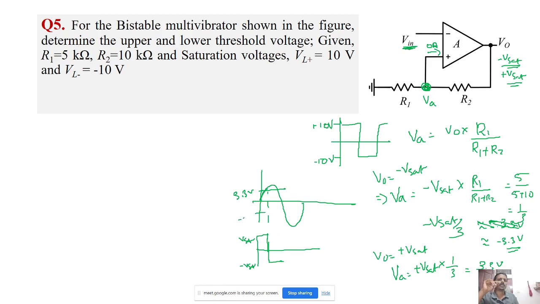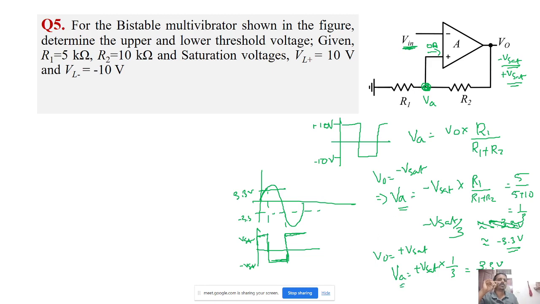So whenever the input crosses this minus 3.3, that is, when the input reduces below minus 3.3, the output again goes to plus Vsat. Okay, so at these values it is stable, right? Till the input crosses a particular voltage, the output is stable, and when the input crosses these two limits, or these two threshold values, it will change.